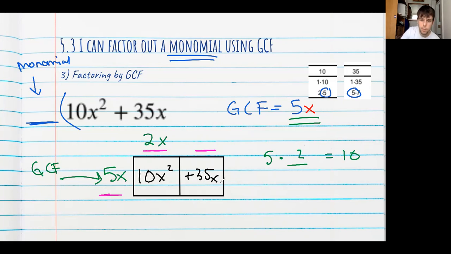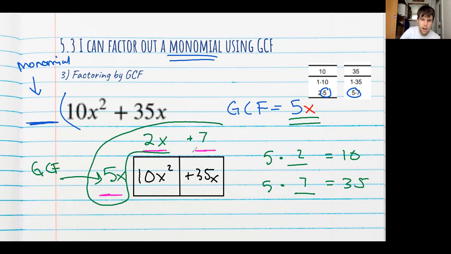And I move over to this part here. Same idea. 5 times what is going to give me 35? Well, 5 times 7 is 35. I need to have a 7 there. And I have an x here, which I have already accounted for. If I had another x up here, then this would be x squared. So this one's not going to have an x with it. And this is going to be our answer. These two things right here go together. This is the factored form of this expression.